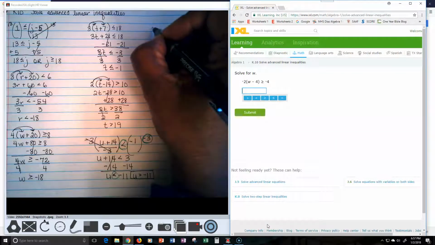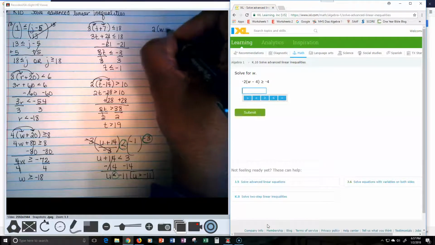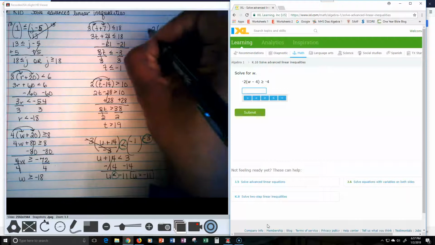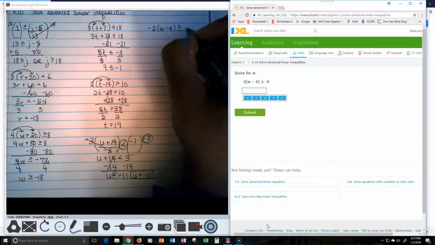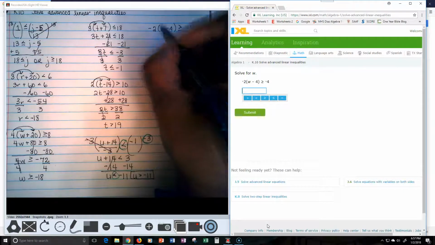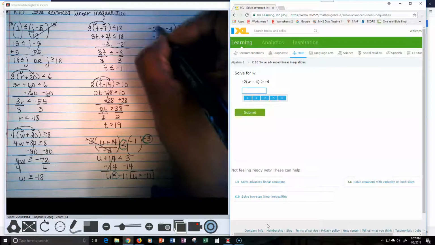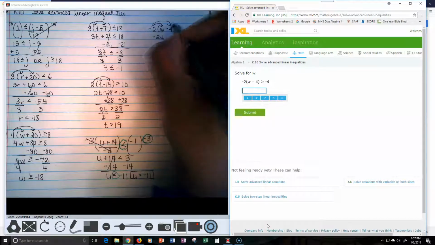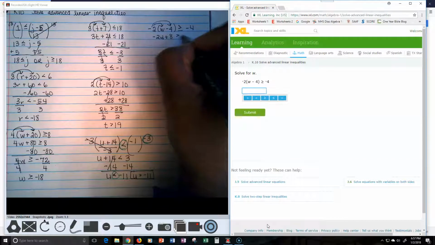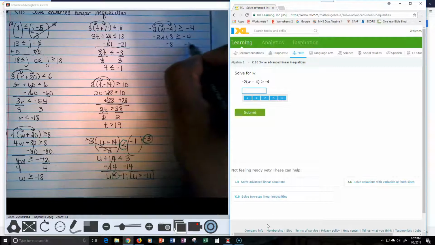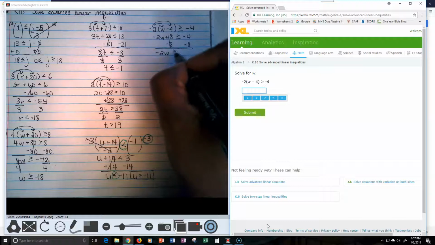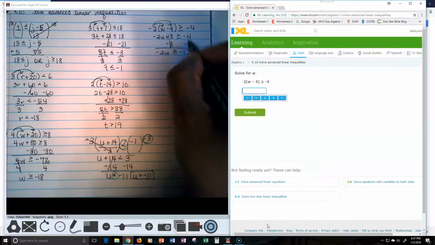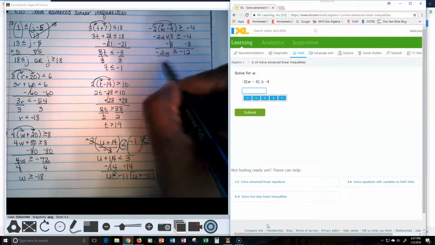So, we've got negative 2 times w minus 4. Oh, that's a negative 2. Is greater than or equal to negative 4. So I've got negative 2 times w is negative 2w. Negative 2 times negative 4 is positive 8. And that is greater than or equal to negative 4. I'm going to subtract 8 from both sides of the inequality. And I've got negative 2w is greater than or equal to negative 12, because both of the signs are the same, so I just add them together and keep the sign.